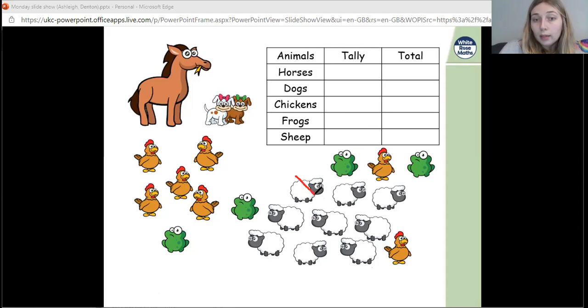So count 1, 2, 3, 4, 5, 6, 7, 8, 9. So I've counted them already, and I know that there are 9 sheep. So I'd have to go on here and now put 1, 2, 3, 4, 5, 6, 7, 8, 9. I've done my 9 tally marks. Okay, now remember, when you get to 5, you have to do the special line through the middle.